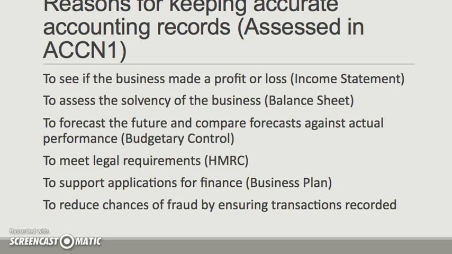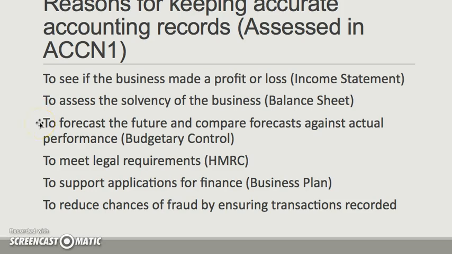So, reasons for keeping accurate accounting records. Why would a business need to do this? Well, this is assessed regularly in ACM 1. It's usually one of the first couple of questions. Firstly, to see if a business has made a profit or a loss, and we do that by preparing something called an income statement, and we'll come to that in due course. Secondly, to look at the solvency of the business, whether the business can pay its debts, and we do that through the balance sheet, which is what we're going to look at today.